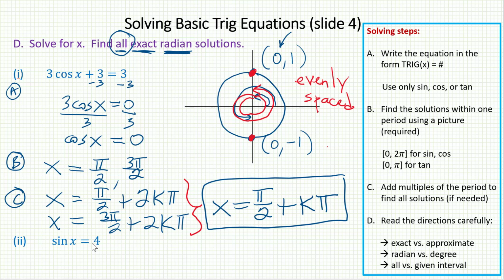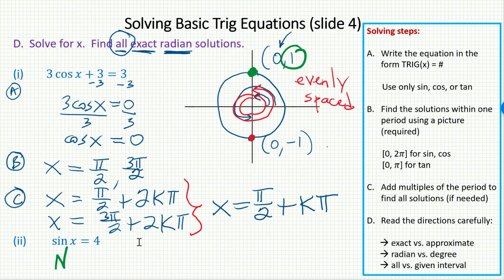And then finally, just a comment about this last example. Obviously, step A has already been accomplished here. Single trig function x equals number. Before you start drawing pictures, though, what you're supposed to recognize is, wait a minute, getting a sine ratio of 4? That's not possible. The highest spot on the unit circle is right here. There's no sine ratio bigger than 1 or less than -1. You can't get a sine ratio of 4. And so if you see something like that, you can just stop right away and say no solution.